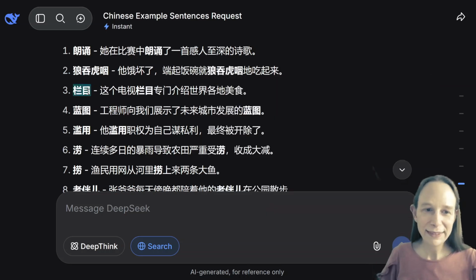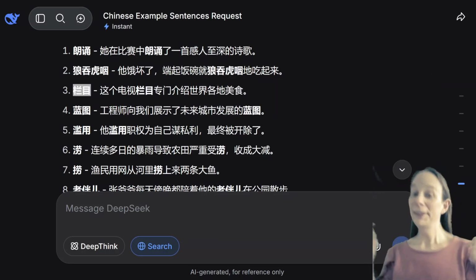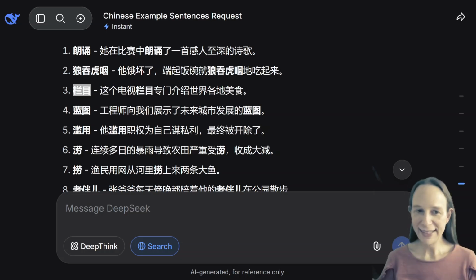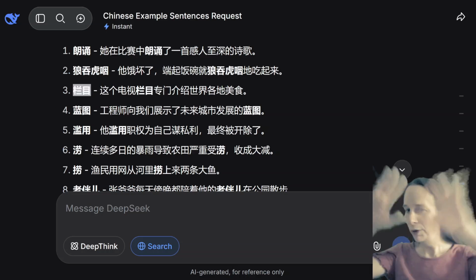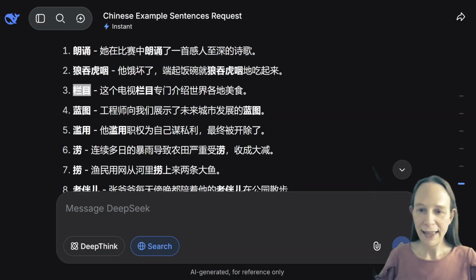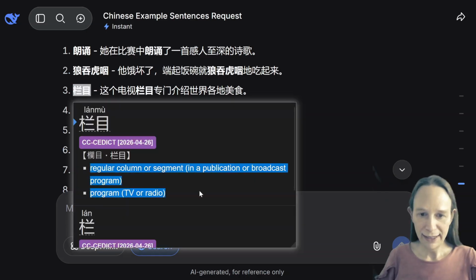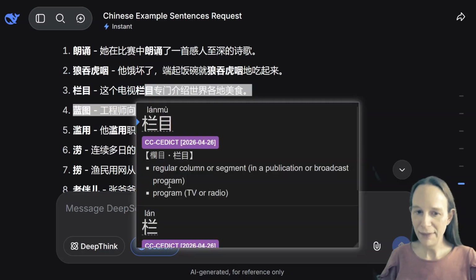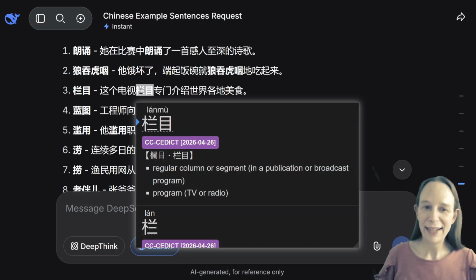Okay, 栏目. We didn't do this one when we did 栏目. But this refers to a column in a newspaper or magazine or like a board, a notice board or something like this. 栏目. Yeah. 这个电视栏目专门介绍世界各地美食. Okay, so a television program. Here it's a program. I didn't know it could be used like that. Usually 电视项目, right? Anyway, 栏目.